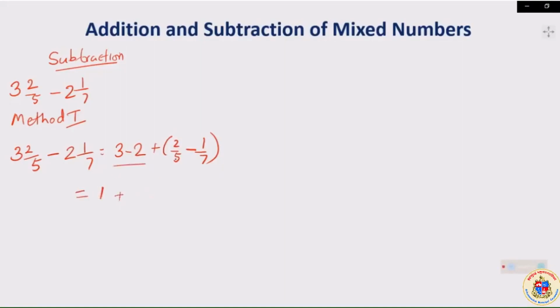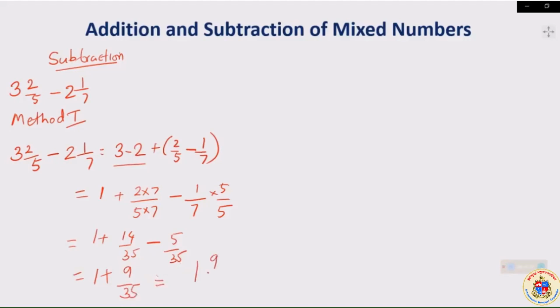Then we have to consider this 2 upon 5. 7 and 5 are the denominators, LCM is 35, common multiple is 35. We will convert the denominator into 35 in both the cases. Here in first case multiplying both with 7, the other with 5. So we will get 1 plus 14 upon 35 plus, sorry, not plus, minus 5 upon 35, and it is equal to 1 plus 14 minus 5, 9 upon 35. Okay, it is 14 minus 5, 9 upon 35. 9 upon 35 means again you have to write 1 and 9 upon 35 as the answer, which is again a mixed number.